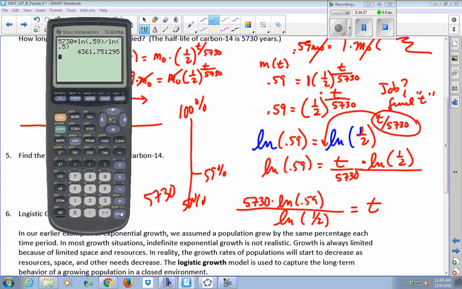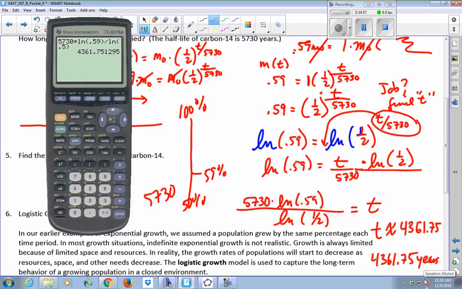So if I were writing this on a test, I'd say t is approximately, those squiggly lines, 4361.75. And then when I write my sentence, that's when I put in my unit, years. T doesn't have the years after it. T is just a number. So this is the exact answer. This is the approximate number of years.